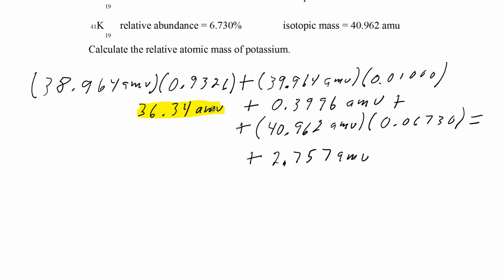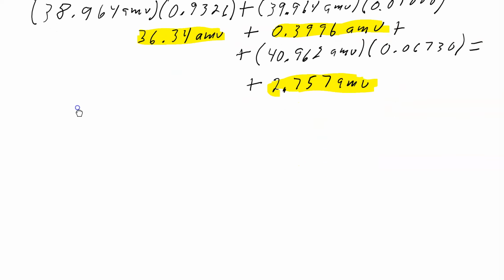Let's highlight the three numbers we're interested in now. The mass contribution of potassium 39, the mass contribution of potassium 40, and the mass contribution of potassium 41. We're now going to sum these three isotopes and get the total average mass of the potassium element.